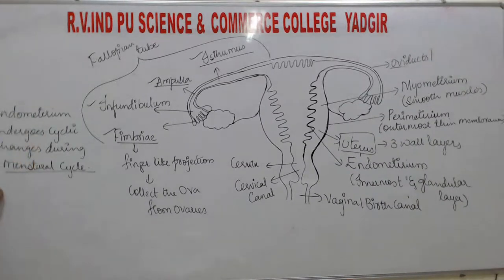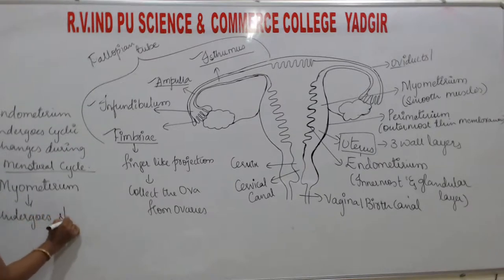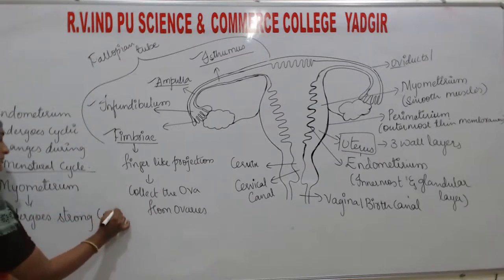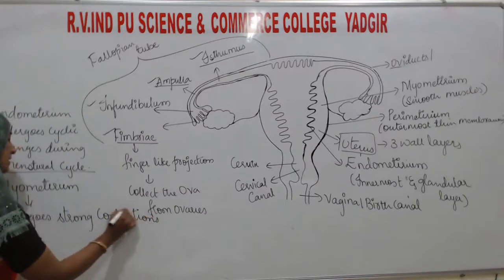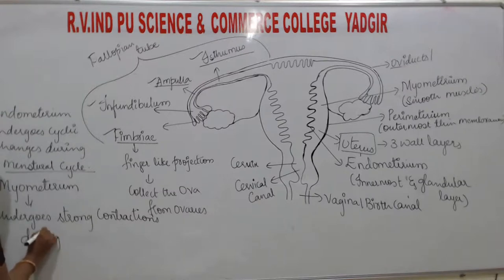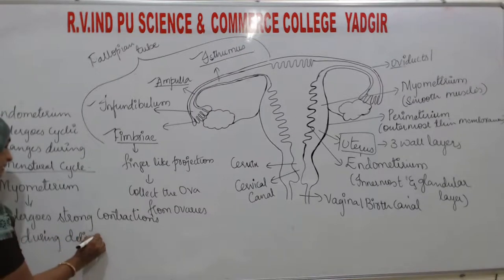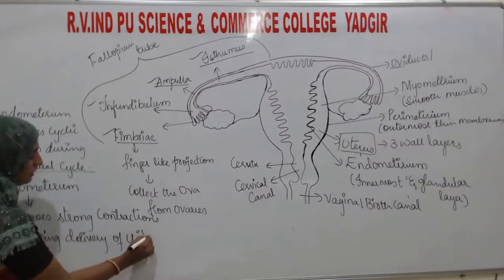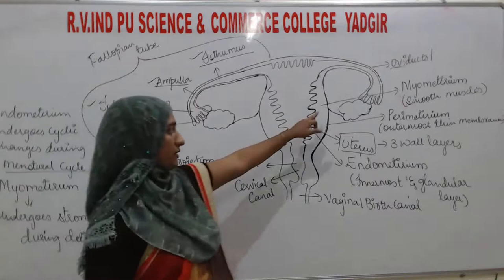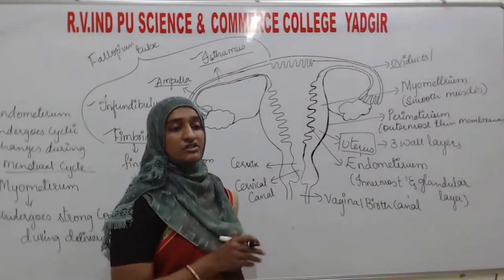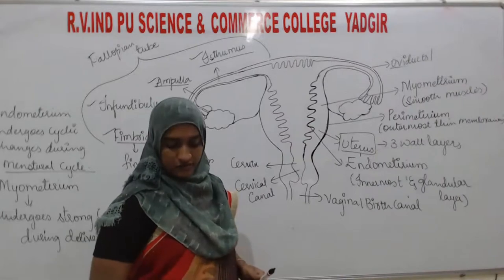Next, the myometrium exhibits one more function. The myometrium, which is the middle layer made up of smooth muscles, will undergo strong contractions during delivery of the child, or during birth of the child. This myometrium layer, made up of smooth muscle, will undergo strong contractions.